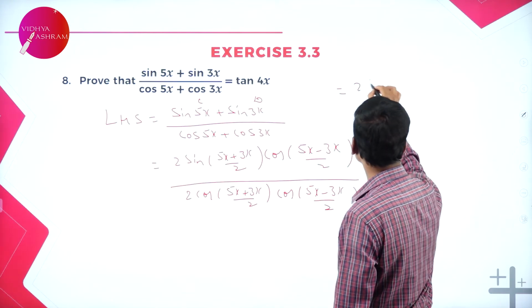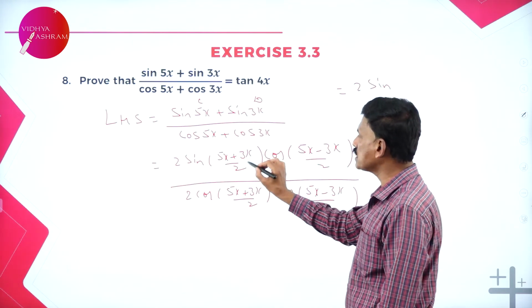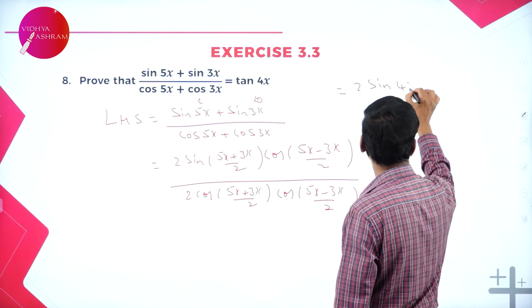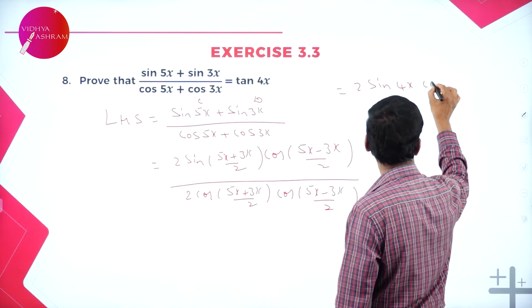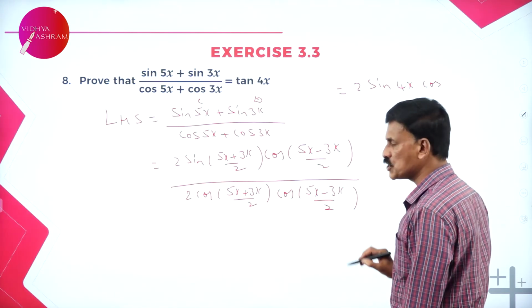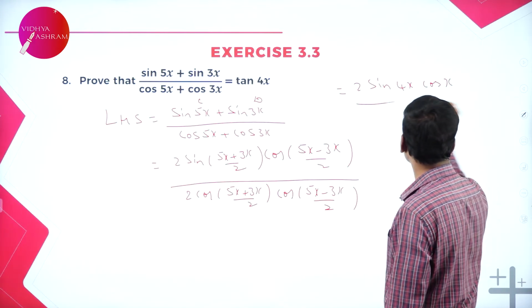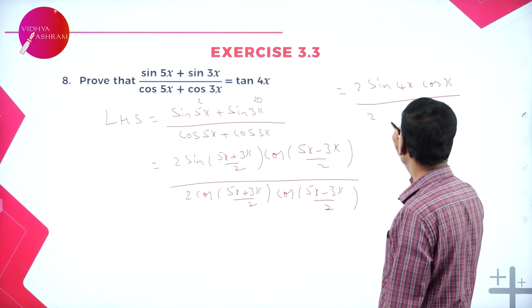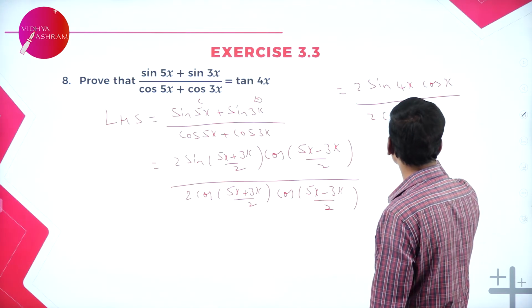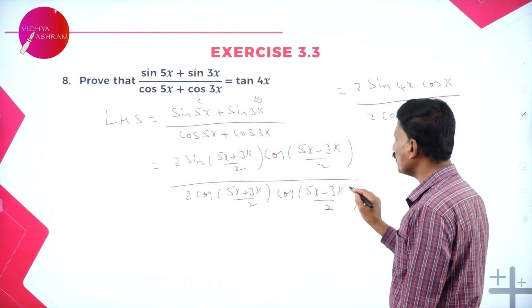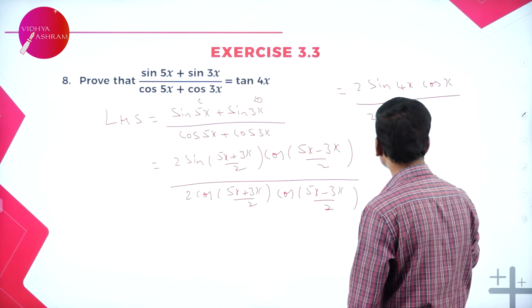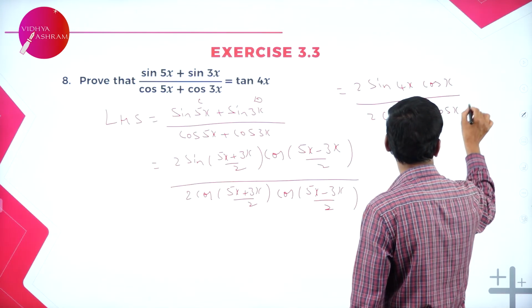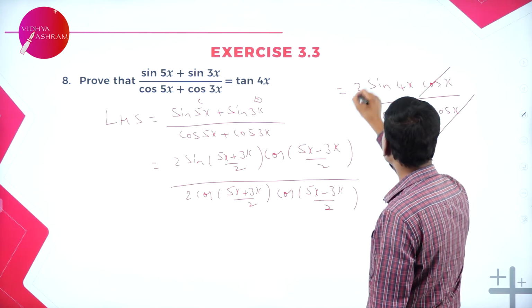In the numerator, 2 times sine of (5 plus 3) is 8x by 2 is 4x, into cos of (5x minus 3x) is 2x by 2 is x, whole divided by 2 into cos of (5x plus 3x) is 8x by 2 is 4x, cos 4x into cos of (5x minus 3x) is 2x by 2 is x. Now cancel that term. So on cos x, 2 gets cancelled.